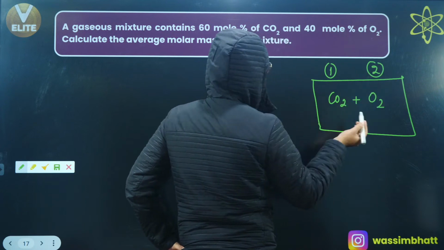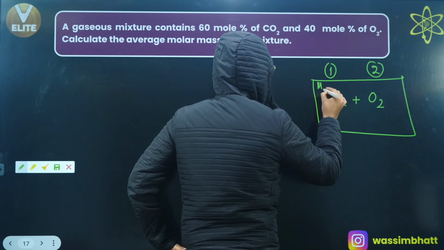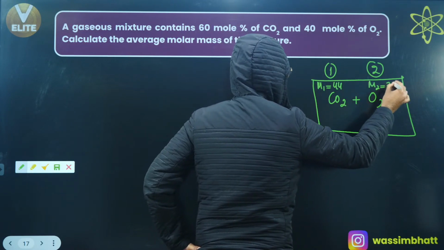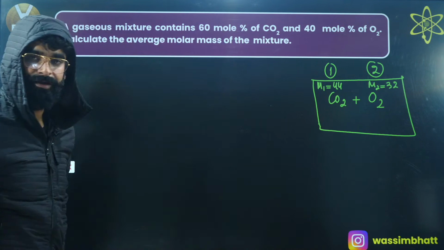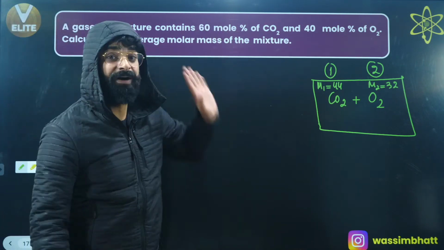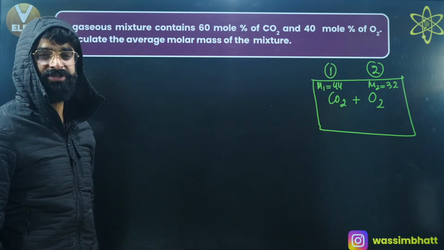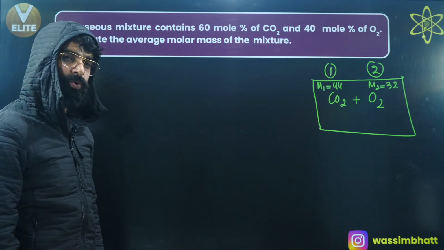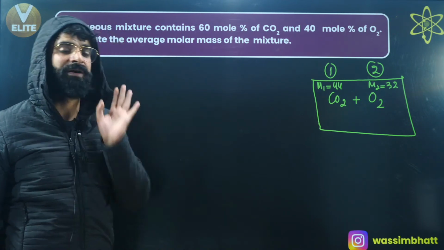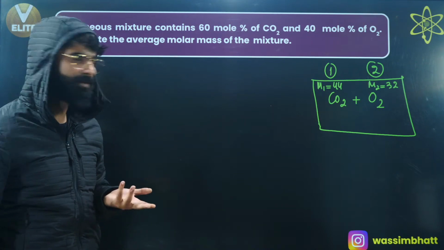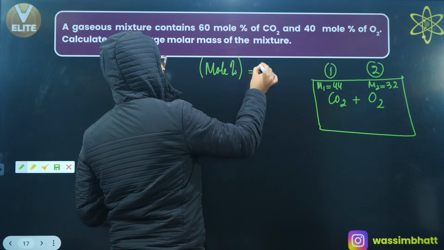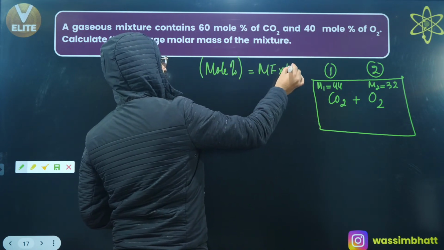Do we know their individual molar masses? Yes, we know. What is the molar mass of carbon dioxide? It is 44 grams per mole. What is the molar mass of oxygen? It is 32 grams per mole. As for the question, what am I given with? I am given with the mole % of both the gases. A few minutes back, I told you, mole % of a particular gas is always equal to its mole fraction multiplied by 100.